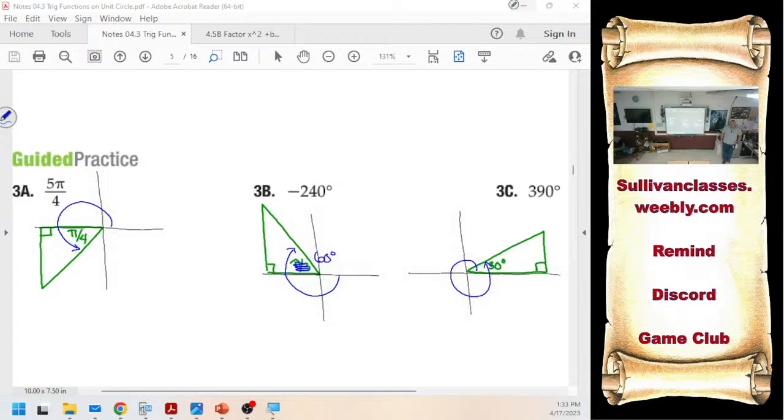For 3C, you just have to subtract because it was bigger than 360. Yep. Okay. And that's where you can have reference angles for things that are way bigger.